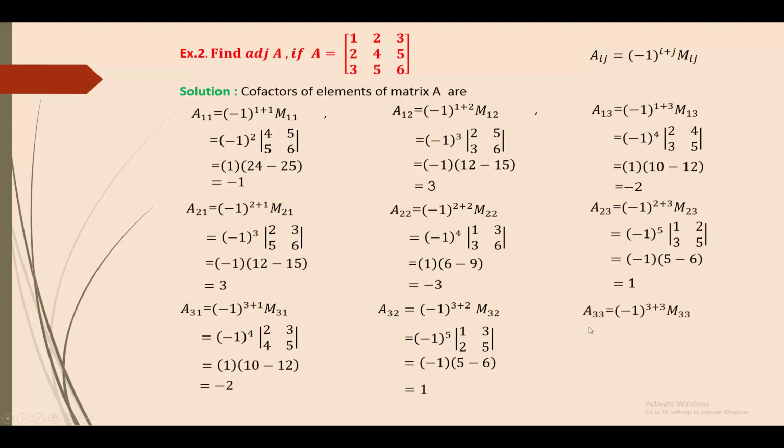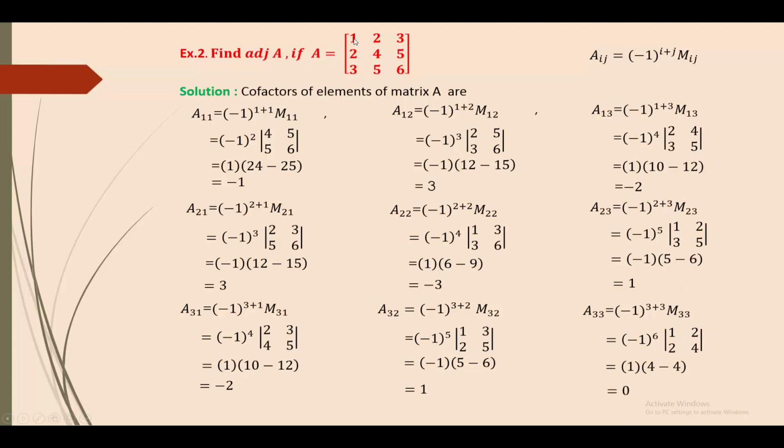Now A33. A33, by using this formula, is minus 1 raised to 3 plus 3 times M33, equal to minus 1 raised to 6 into M33. Minor M33 is the determinant obtained by deleting the third row and third column. So determinant 1 2 2 4, with sign plus 1. Now expansion 4 minus 4 is 0.